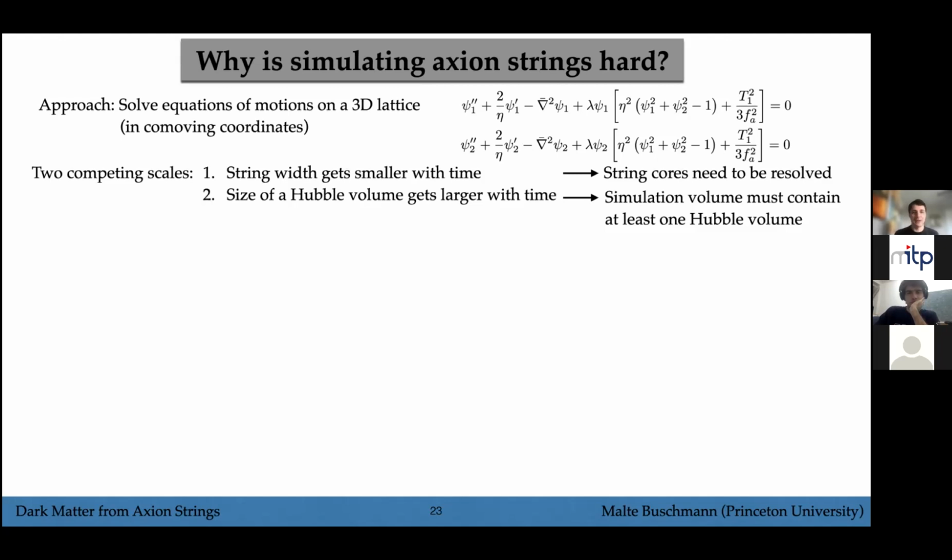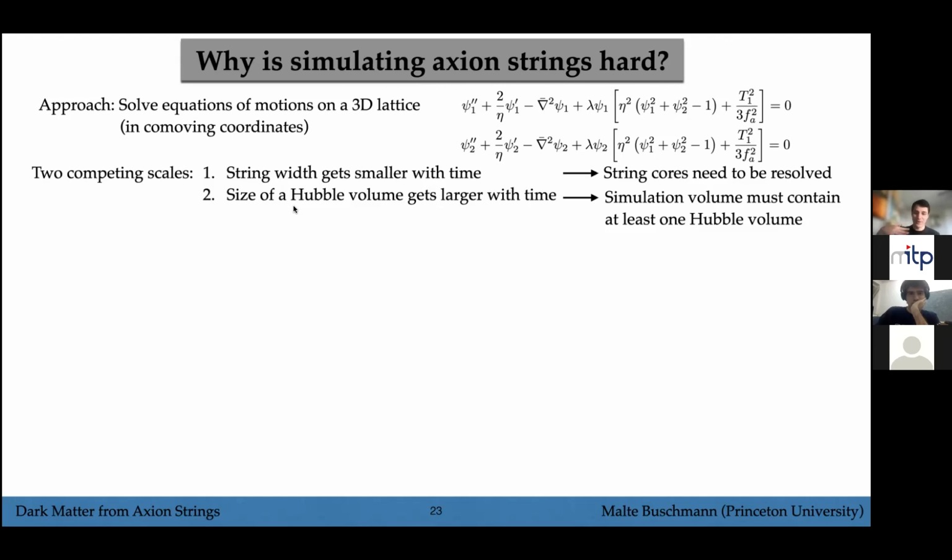On the one hand, you have the string width that I just showed you. And the string width, if you simulate in co-moving coordinates, is getting smaller and smaller over time, because the radial mode becomes heavier and heavier. And that becomes a problem because you want to resolve those string cores. So you need a relatively large lattice or a relatively fine lattice with a lot of grid sites in order to resolve them. And then the other scale is given by Hubble, because the typical size of one of those axion strings is given by Hubble.